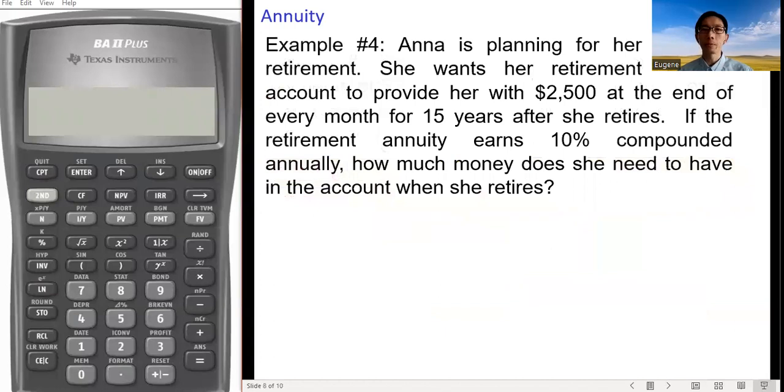The next example. Anna is planning for her retirement. She wants her retirement account to provide her with $2,500 at the end of every month for 15 years after she retires. If the retirement annuity earns 10% compounded annually, how much money does she need to have in the account when she retires?